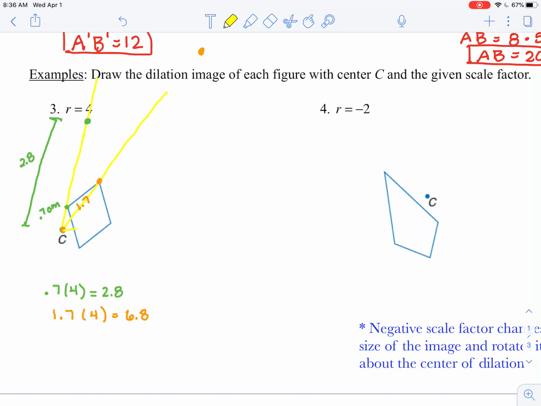Okay, for the next one, when I connect the center of dilation through the vertex, I measure from that center out to the vertex. This one I got about 1.4 centimeters. Multiply that length by your scale factor, which this one should end up at 5.6 centimeters. And then you're measuring from the center of dilation again out 5.6 centimeters.